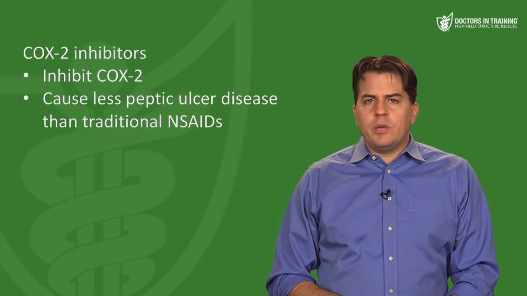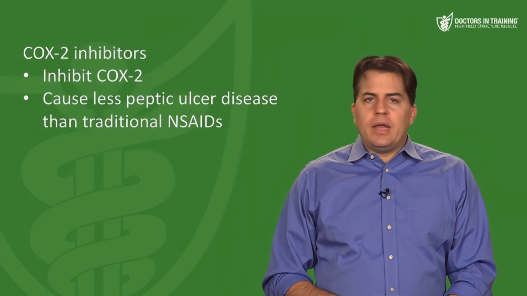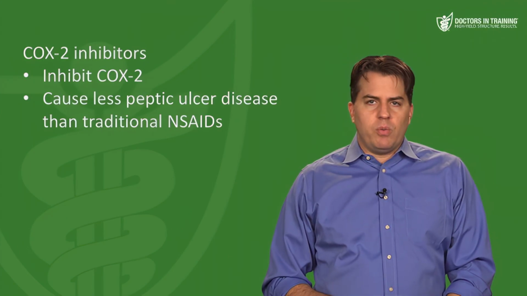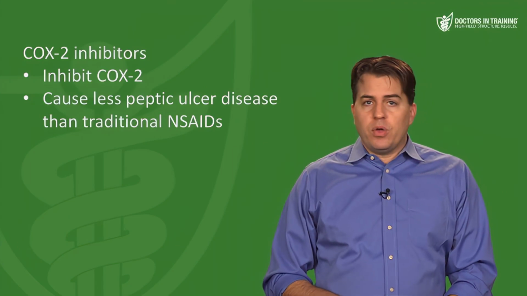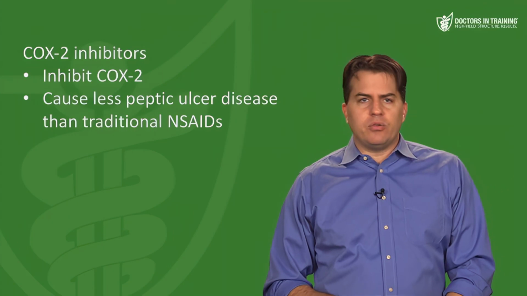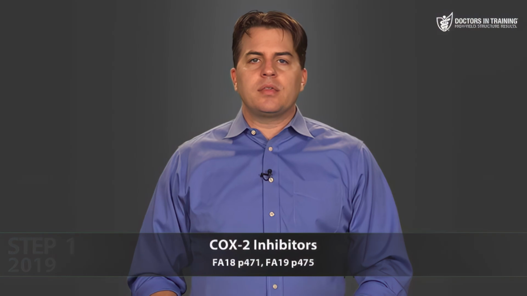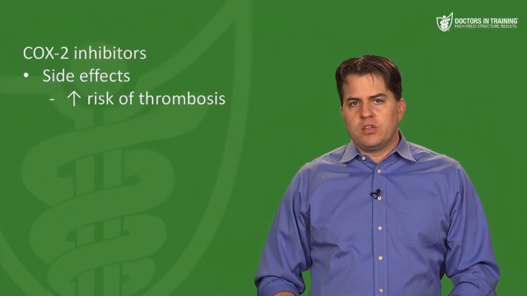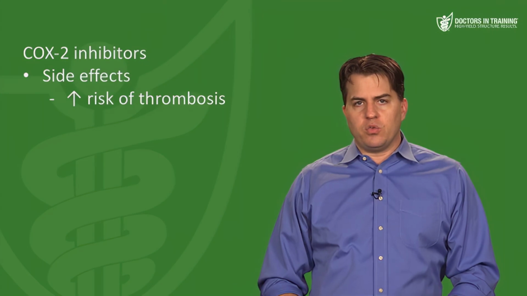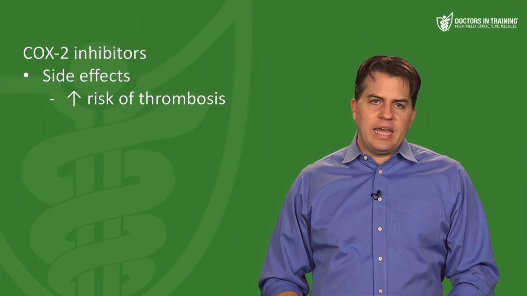We use COX-2 inhibitors for osteoarthritis and rheumatoid arthritis, and also for any kind of acute inflammatory pain such as sprained ankle, muscle pain from a muscle injury, gout, or pretty much any other type of pain that you might use an NSAID for. The side effects of COX-2 inhibitors include an increased risk of thrombosis, so there's a little concern about using these in patients with heart disease, and COX-2 inhibitors are sulfa drugs, so they can cause a sulfa allergy.